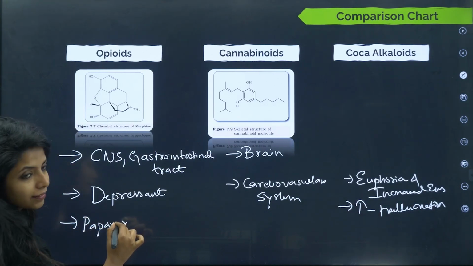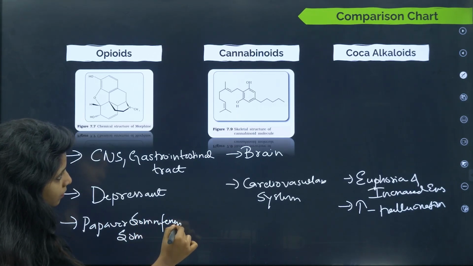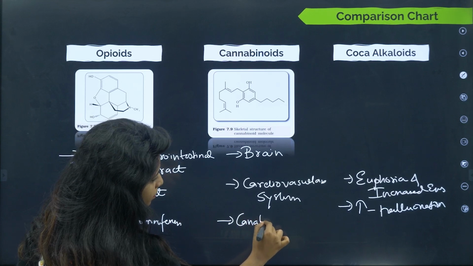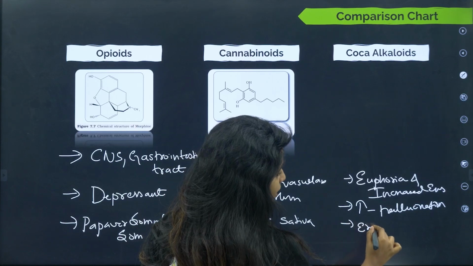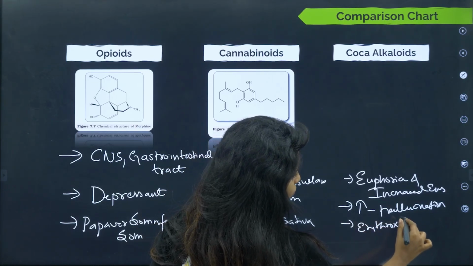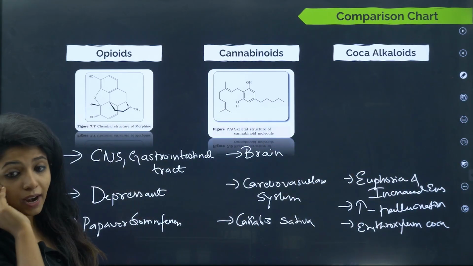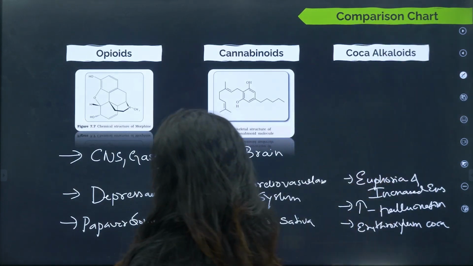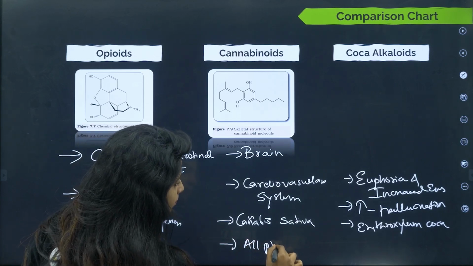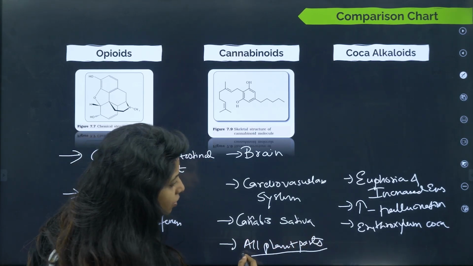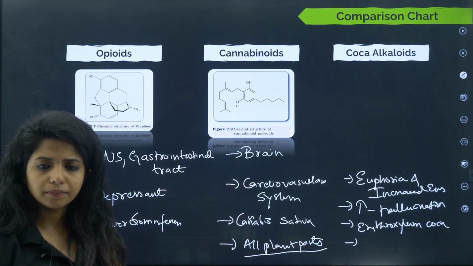Name of the plant that gives it? Papaver somniferum. I should write it here itself. Cannabis sativa, there are two n's, okay? Cannabis sativa. Now what? Erythroxylum coca. What part of the plant is used? Latex. Here, cannabis, all plant parts, usually your flowering parts and everything, please remember that. For coca alkaloids, they have not mentioned what part is used.